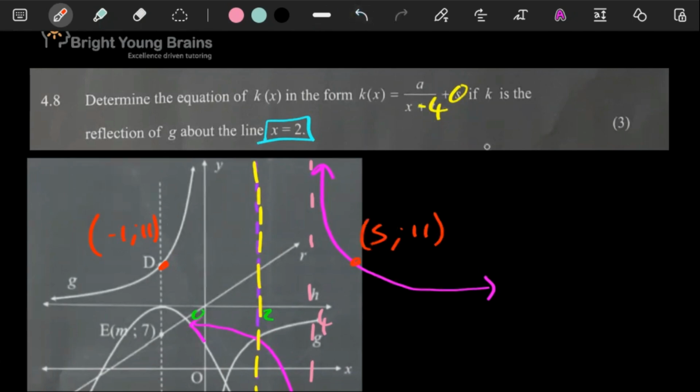So the y value here we can make 11. A is what we're looking for. The x value is a 5, and then the value here is a 0. So working out A, it's going to be 5 minus 4 there. That's just a 1. And then A is 11.